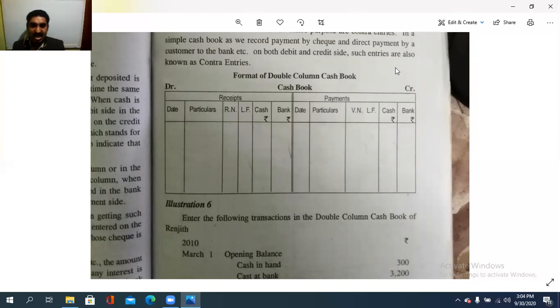So we will see how to prepare the double column cash book in the next class. So today we saw what all things. What is a single column or simple cash book, where there is only one amount column for both the sides. That is recording the entries relating to the cash, isn't it? So that is the simple cash book or single column cash book. We did three problems for that also. And then we saw the double column cash book, where on both the sides there are two columns for cash and bank. On the receipt side is there, on the payment side is also there.